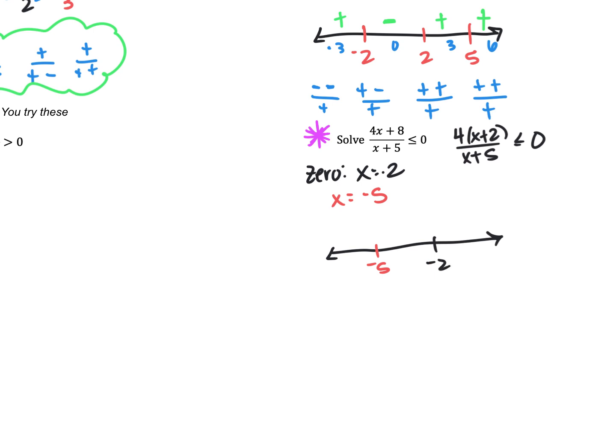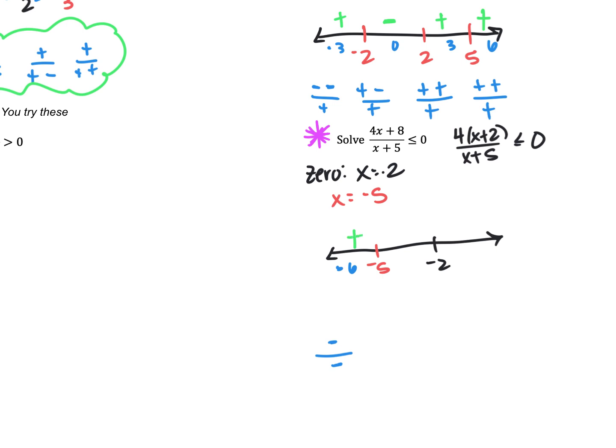So factored form allows me to be able to do that testing points really quickly, okay, using the parentheses. So less than -5, I might choose -6. So on the top, that would give me 4 is always positive, so that's irrelevant. -6 plus 2 would give me a negative. -6 plus 5 would give me a negative. So in this first interval, I have a positive.